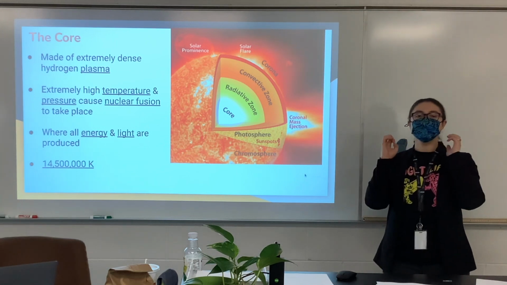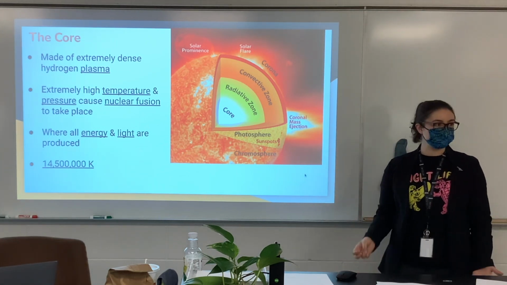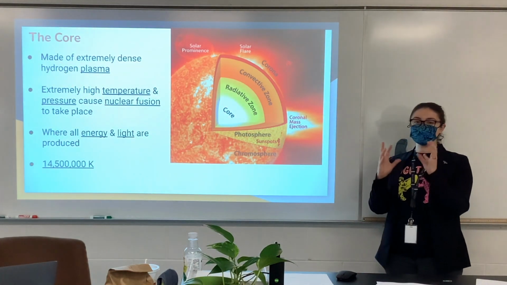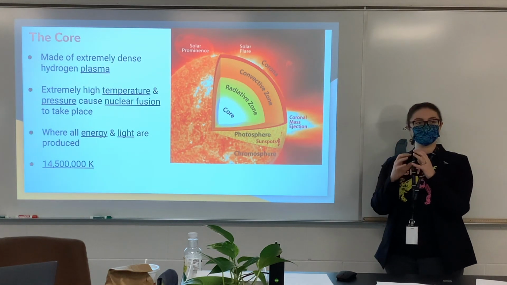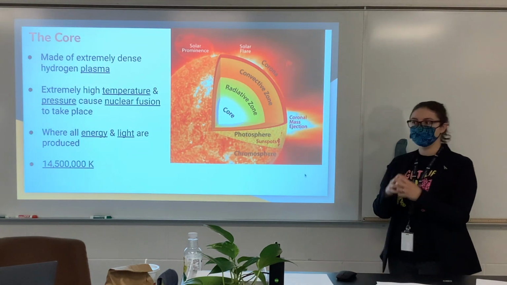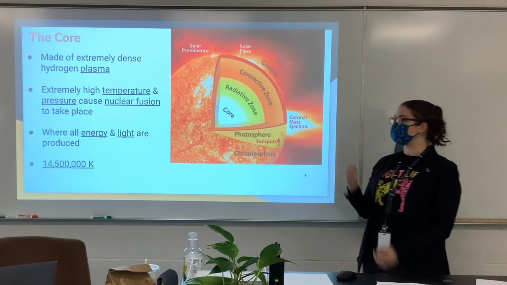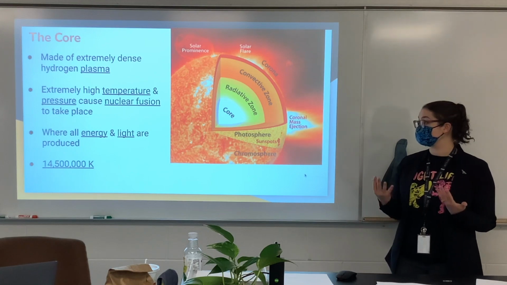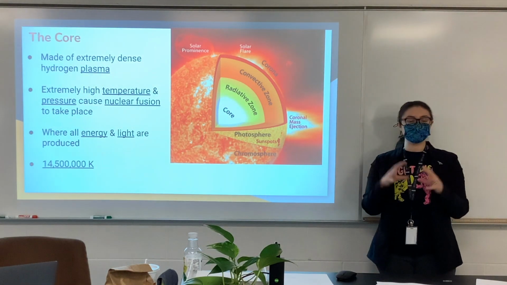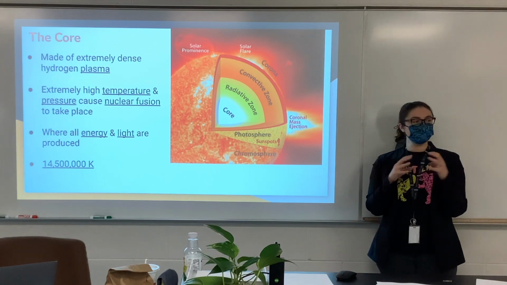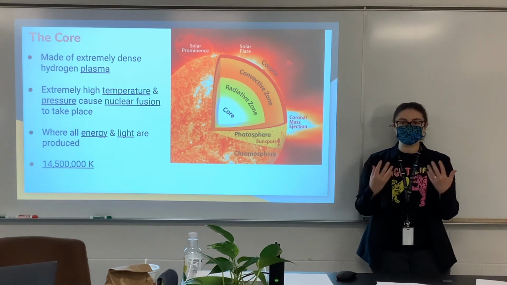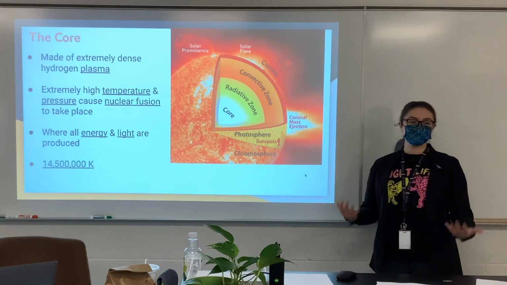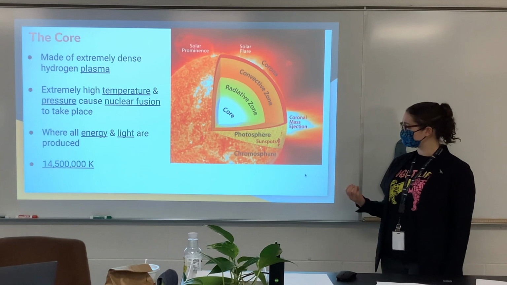And the core is extremely dense. It's made out of plasma, like most of the sun. Because it is so dense and it's under so much pressure and it's at such a high temperature, nuclear fusion of hydrogen will spontaneously occur. And that's what makes a star, essentially, is that you have all of this hydrogen gas and it gets to be under enough pressure and temperature that nuclear fusion begins to take place. And that's what produces all the energy and light from the sun, is nuclear fusion in the core.